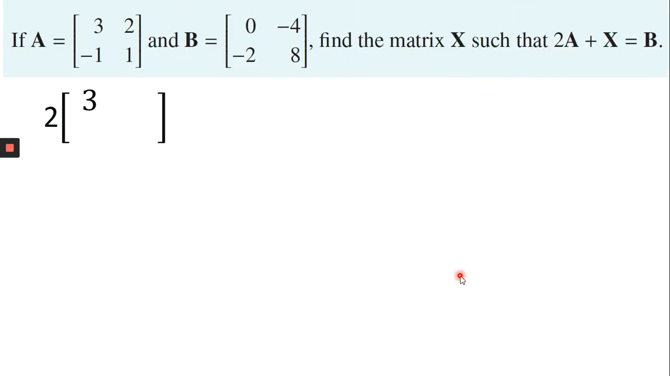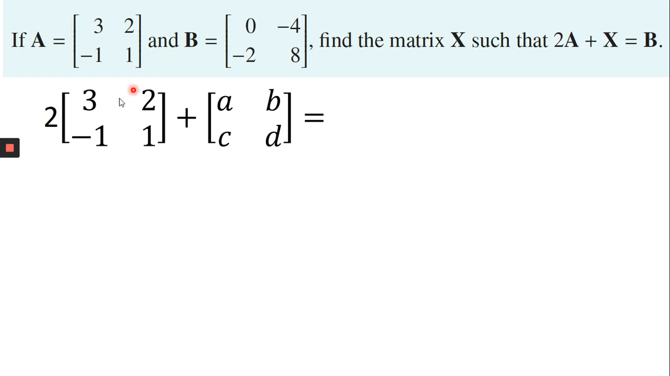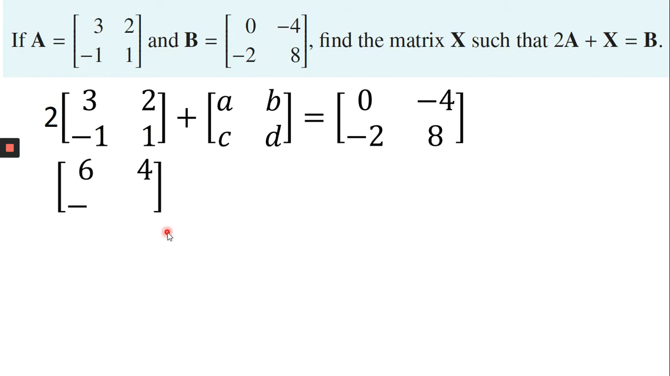So let's have a look at this one. Let's write it out. There's 2A. There's X. I've just called X a, b, c, d. I could have called it w, x, y, z. I could have called it anything. There's B. I've just written it out. 2A plus X equals B. I'm now just going to multiply out my 2A. Just times everything in A by 2.